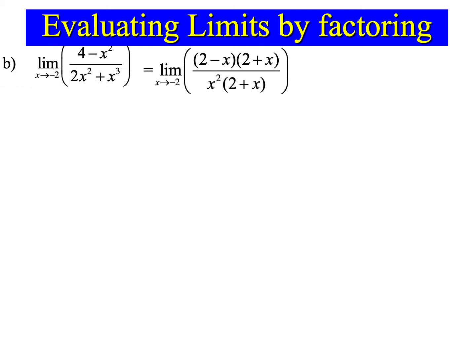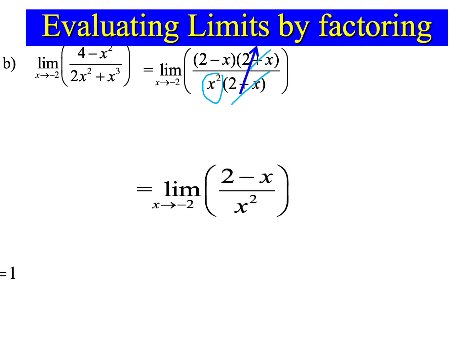Now let us take more examples again. We have 4 minus x squared over 2x squared plus x cubed. We need to do factoring by the way we know, which is difference between two squares. And also here we can take a common factor, which is x squared. Then clearly we have 2 plus x, we can cancel them. And after cancelling them, I get a new limit. Then I replace, then I get the answer.